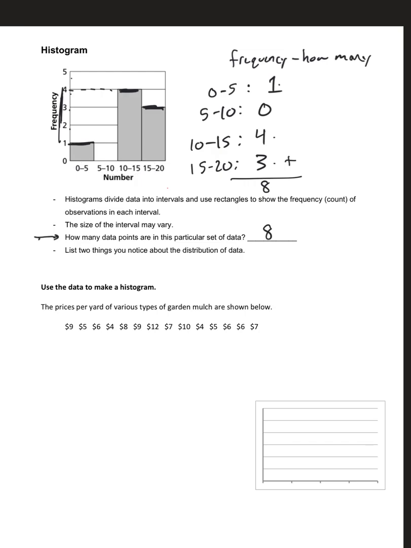Now the next question asks us some things we notice about this data. So this is us using some of our sense and intuition. One thing I notice is that the data is right skewed.